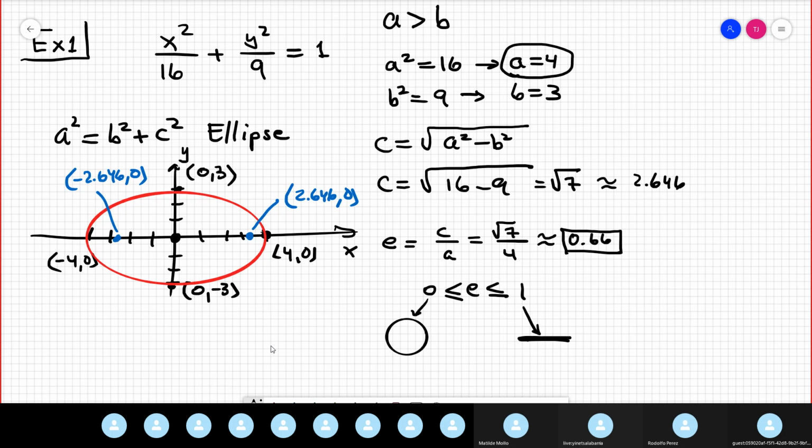The reference is the center, because so far in the other problem it was 0,0, but in this case, no 0,0. It is 3 units upward and 3 units downward, and you get the position for the foci.